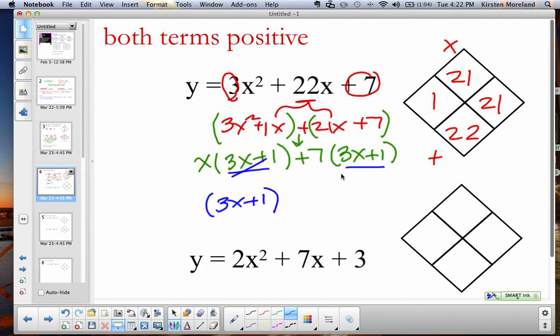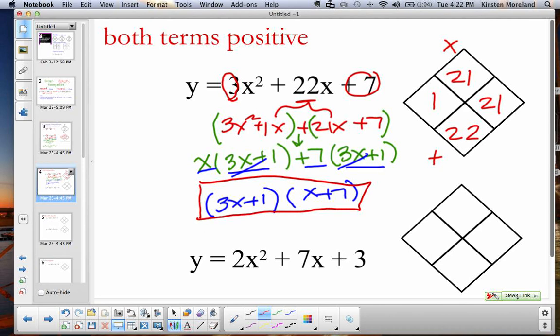And then the leftovers get written in the next set of parentheses, so it's x plus 7. That is my answer right there, but again, you want to check to make sure it's the correct answer, so I'm going to box it with my crappy box, but it's still good.